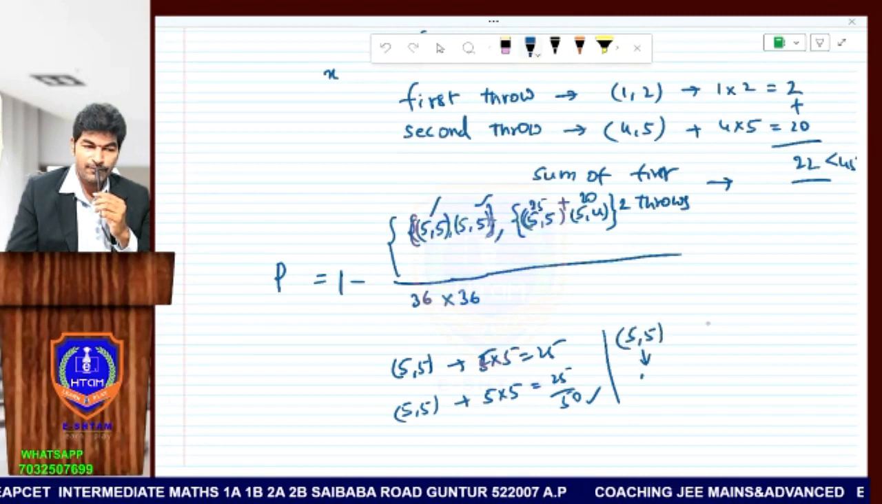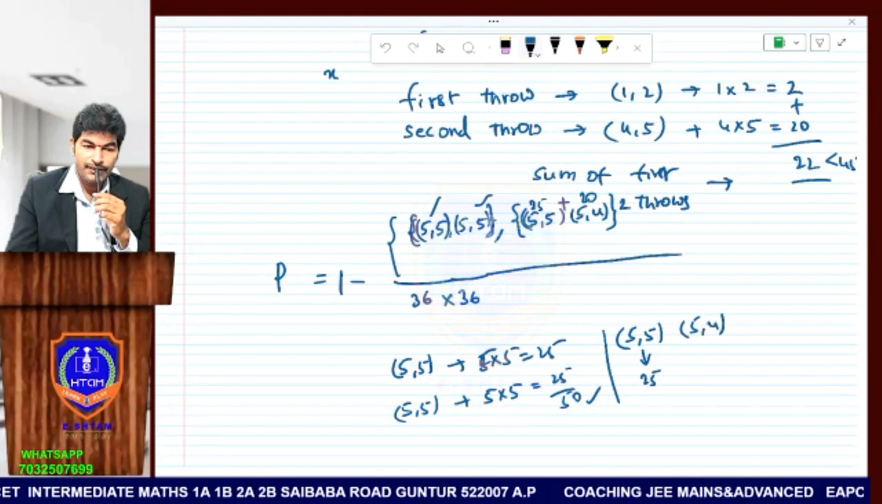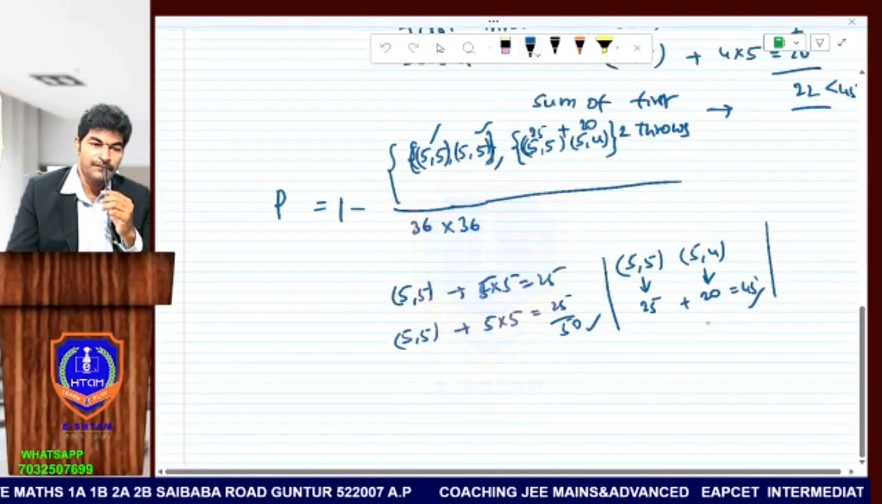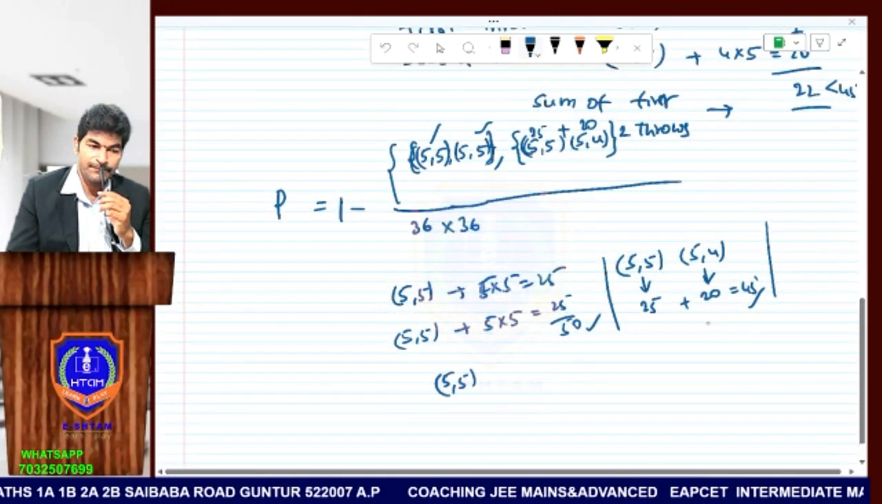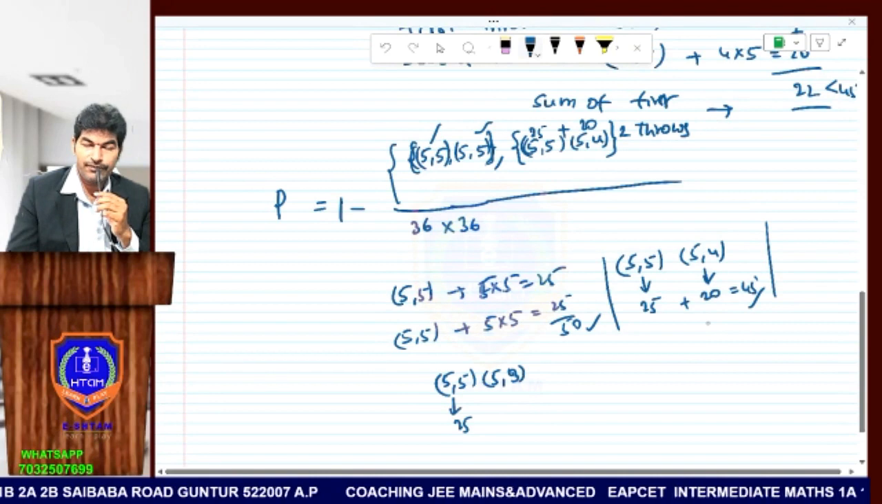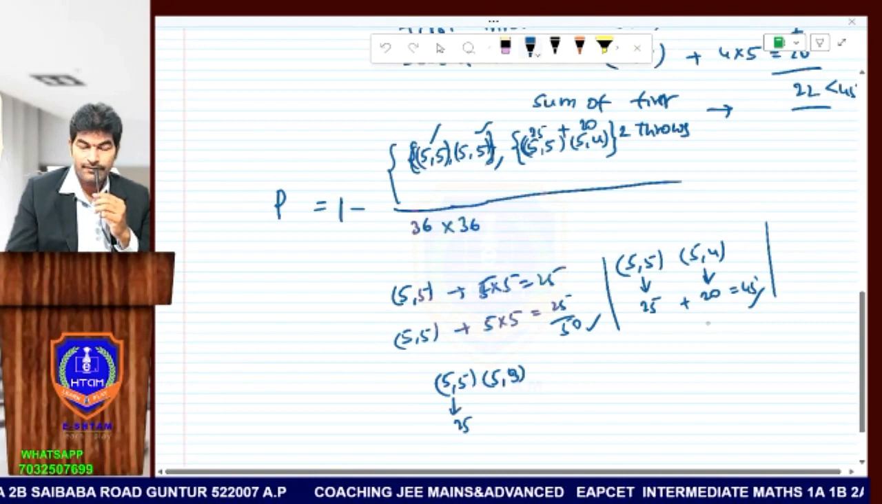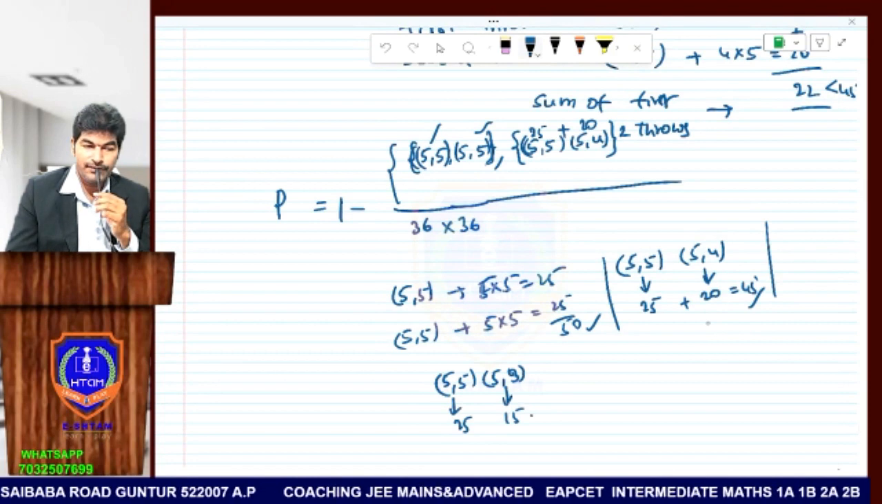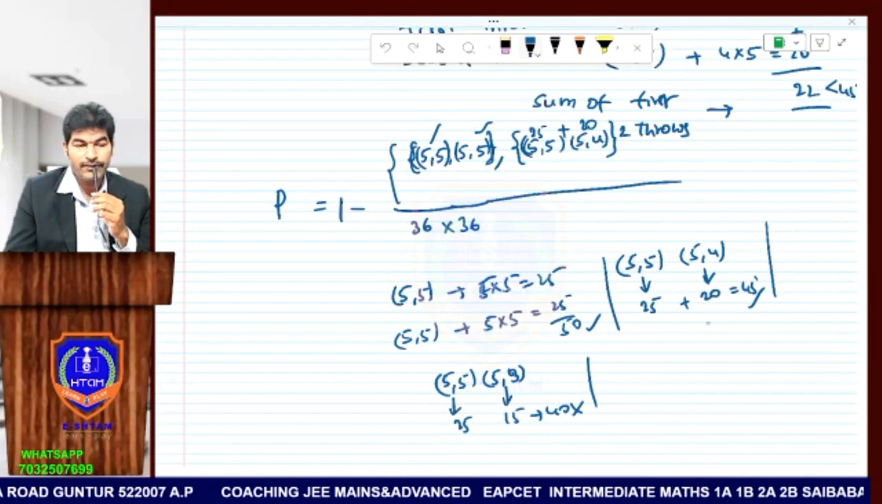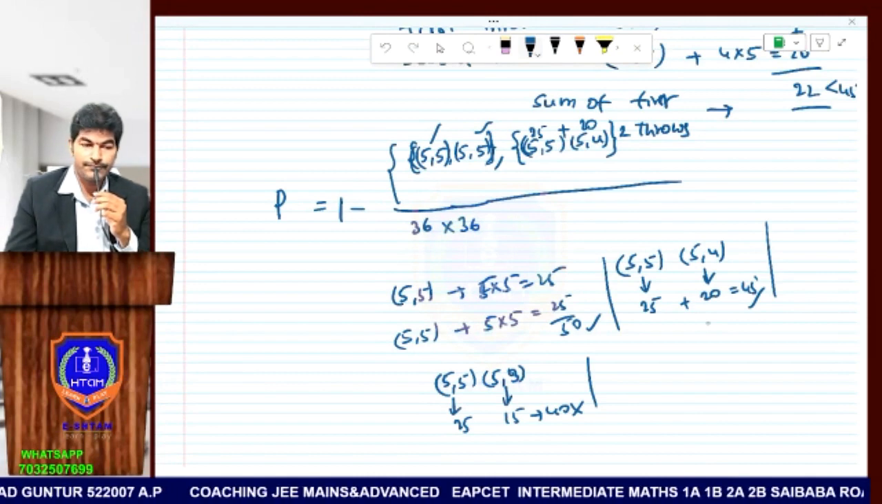What is the next event? 5-5, which means the product is 25. Next 5-4. 5-4 means how much? 20. This is 45, and this is also selected. If you select 5-5 again and next you select 5-3, that is 5 into 5, 25, and 5 into 3 is 15. This is 40 only. It is not eligible, because we are selecting the events whose sum is 45 or more. So that is for 5-5. Understood?